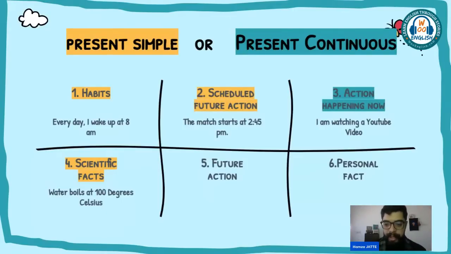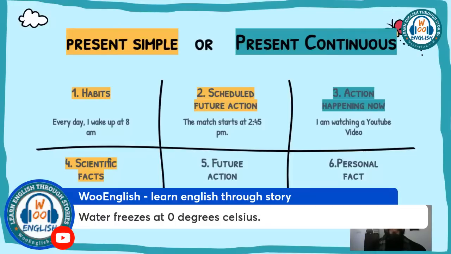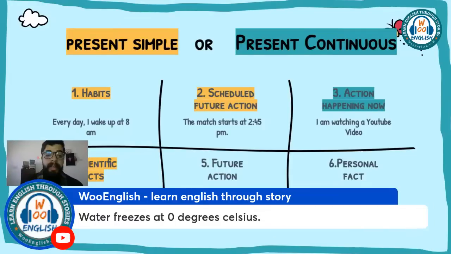Okay, let me give you another example. Water freezes. Freezes means it becomes ice, right? Or it becomes snow. So it becomes ice at 0 degrees. Again, this is a scientific fact. If you cool water and it reaches 0 degrees, it will not boil, it will freeze. This will always happen, right?